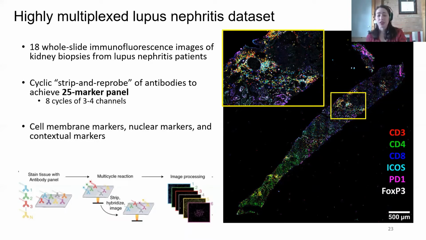As I mentioned earlier, these are whole slide images. You can see an example of the full biopsy on the left. This image is actually about 40,000 by 40,000 pixels and 25 channels deep. Here are 6 channels that I've selected to show of some interesting lymphocyte markers, but you can tell that there's a lot of interesting information here to mine.